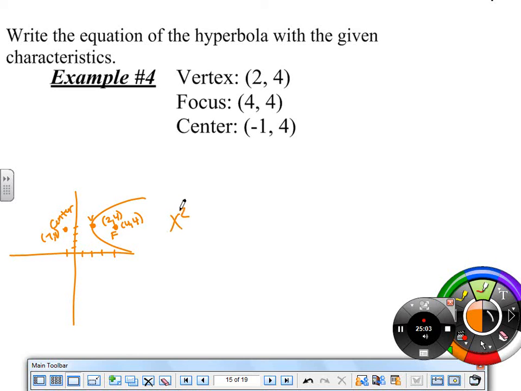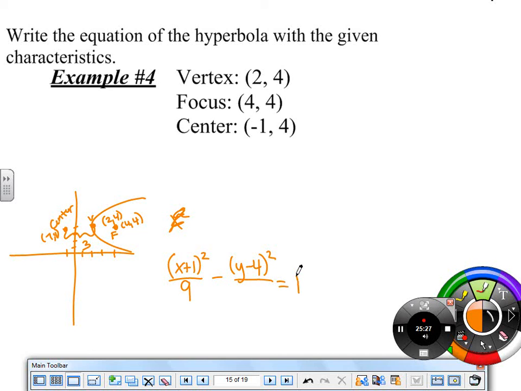So I can tell that this is going to be horizontally oriented. So x squared is the positive term, but it's not x squared, sorry, because we do have a center here. So it's x plus 1 squared because of the negative 1 in the center, minus y minus 4 squared because of the 4 in the center. The a value, the distance from the center to the vertex from negative 1 to positive 2 is 3 units. So the a value is 3, so a squared will be 9.